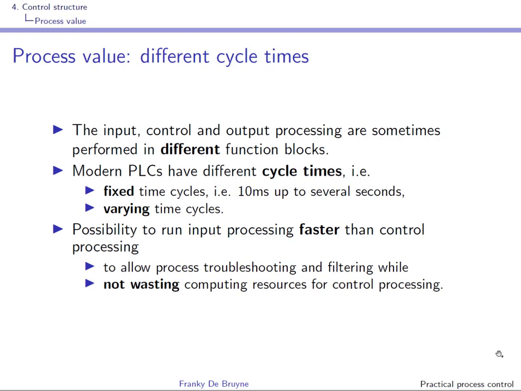Modern PLCs will have different cycle times. Some cycle times are fixed and others are varying. The fixed time cycles go from several milliseconds to several seconds. As indicated, the associated time cycles, also called sampling periods or processing periods, have a fixed duration. Blocks that are running using these fixed time cycles will run at a regular pace.